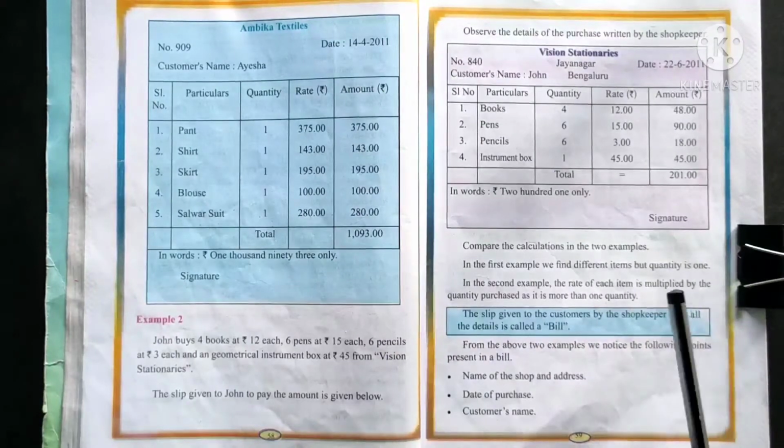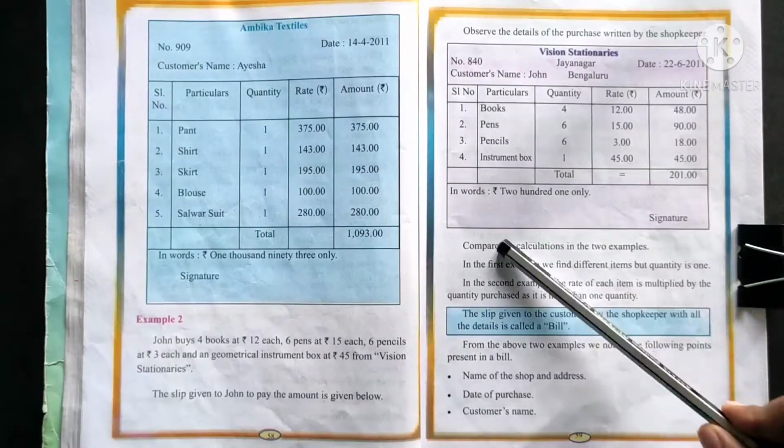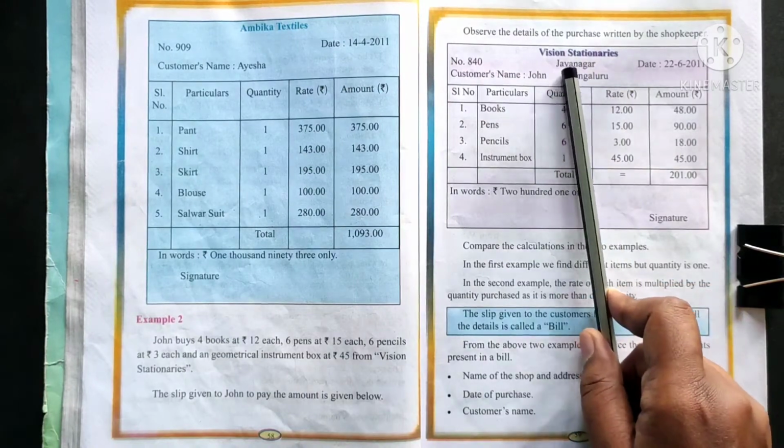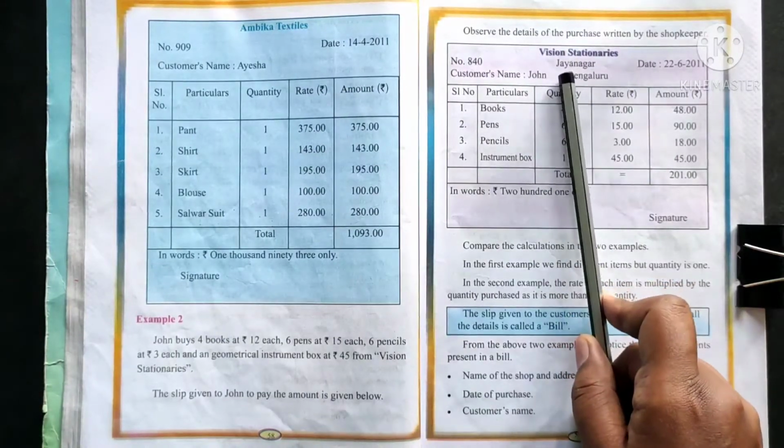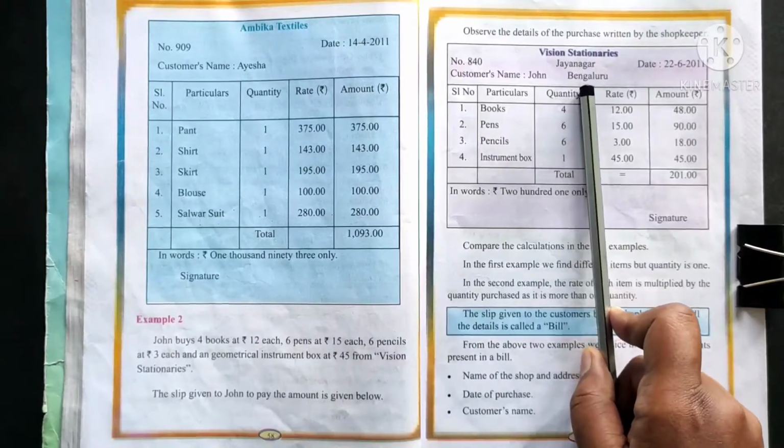Now you can observe the second example. What is the detail of this bill? It is of John who buys 4 books at ₹12 each, 6 pens at ₹15 each, 6 pencils at ₹3 each, and a geometrical instrument box at ₹45 from Vision Stationaries. The slip given to John to pay the amount is given below. You can observe this slip carefully. It has the name of the shop and also the address. So the Vision Stationaries is located in Jayanagar in Bengaluru.